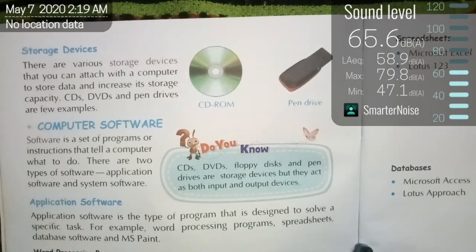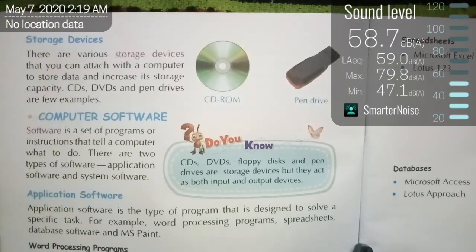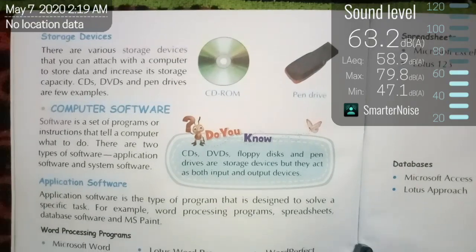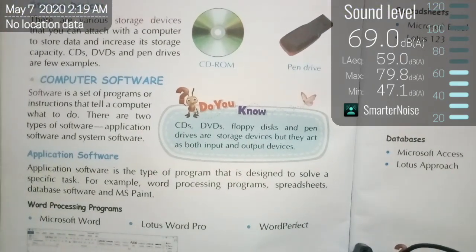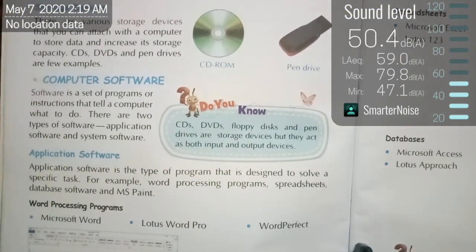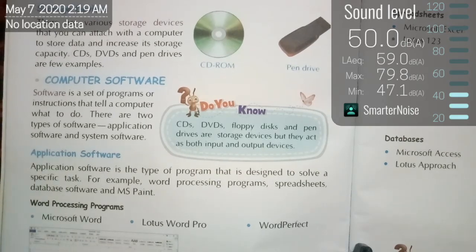So today we have learned about output devices, processing devices and storage devices. So class, please read the chapter, and next class we will learn about software, computer software. Okay, thank you class.